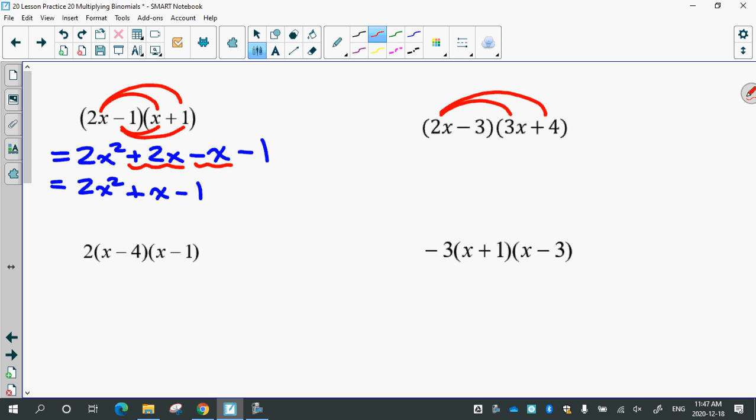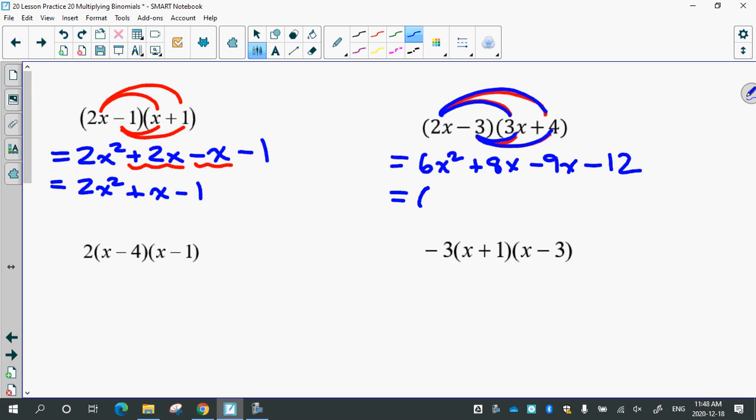Firsts, outers, insides, last. 2x times 3x is 6x squared. That's this one. Outsides, 2x times positive 4 is positive 8x. Insides, negative 3 times 3x is negative 9x. And the last, negative 3 times positive 4 is negative 12. So be careful about the signs. And then positive 8x minus 9x is negative 1x, so you can just write negative x minus 12.